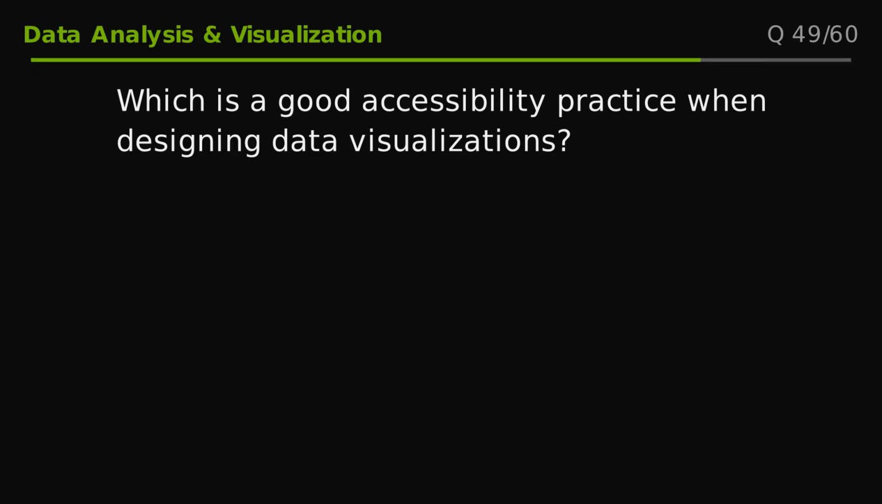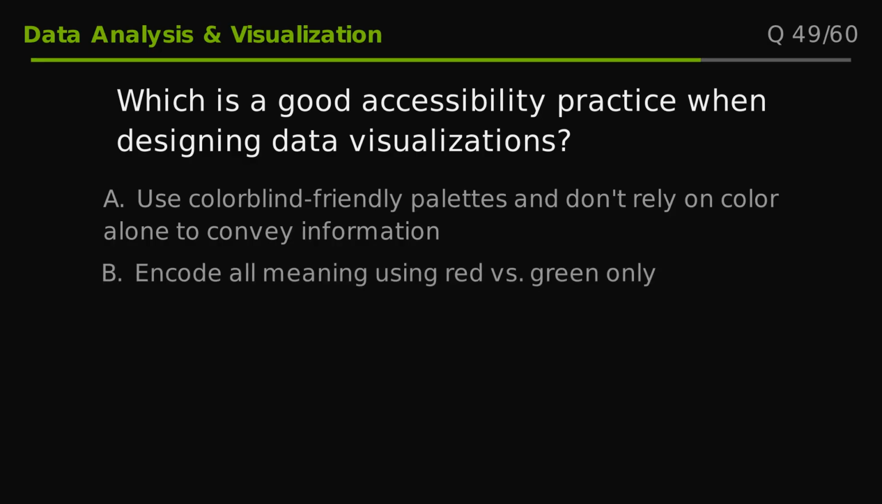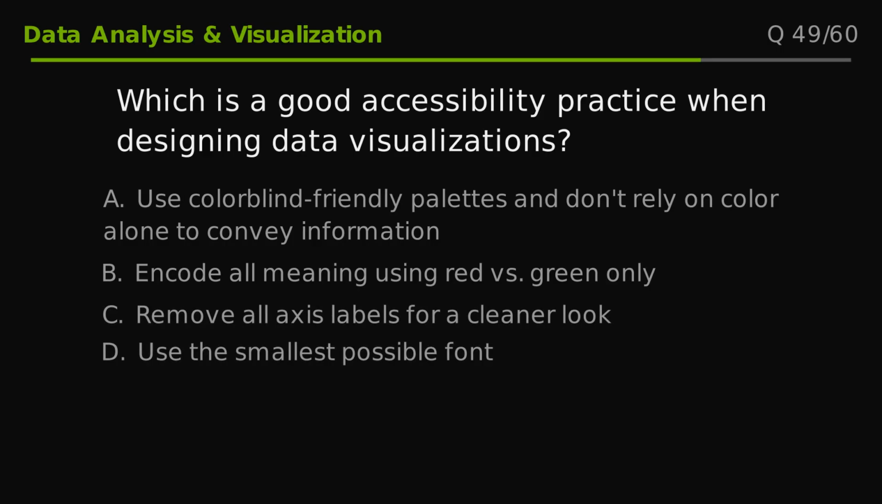Question 49. Which is a good accessibility practice when designing data visualizations? Option A, use colorblind-friendly palettes and don't rely on color alone to convey information. Option B, encode all meaning using red versus green only. Option C, remove all axis labels for a cleaner look. Option D, use the smallest possible font.